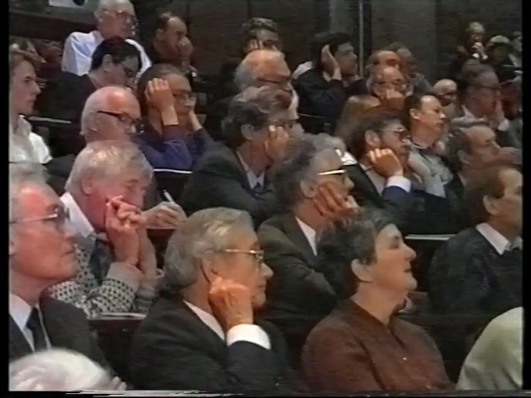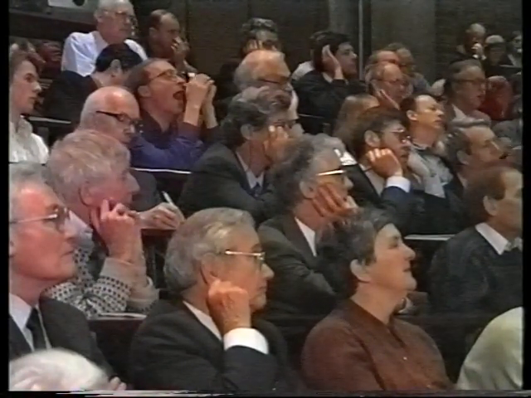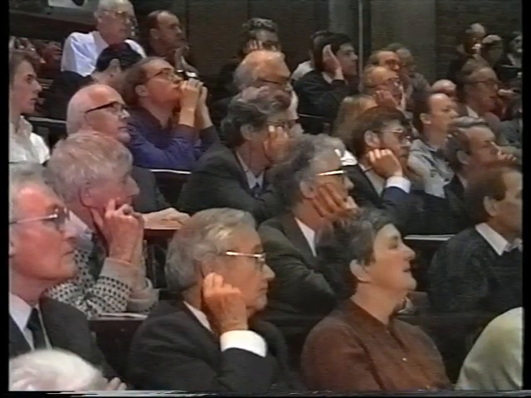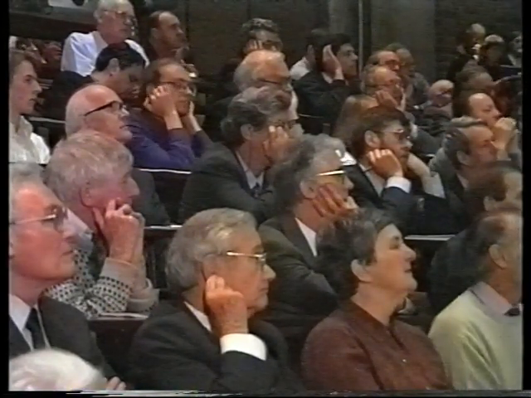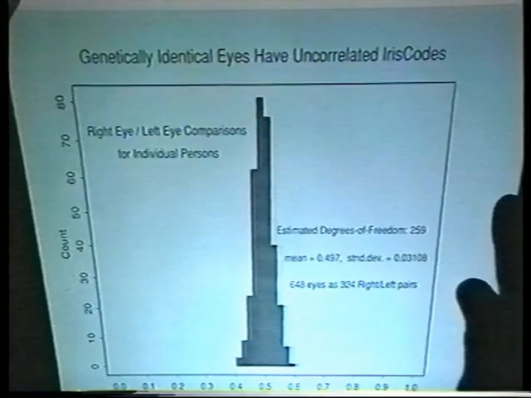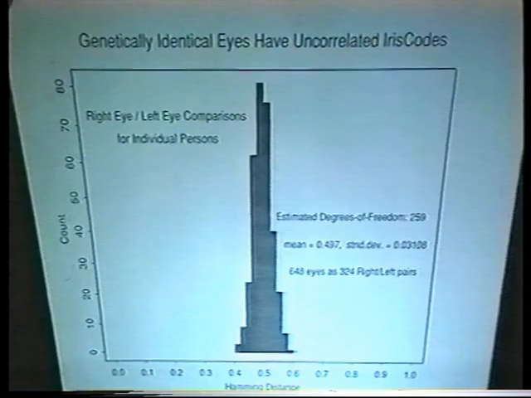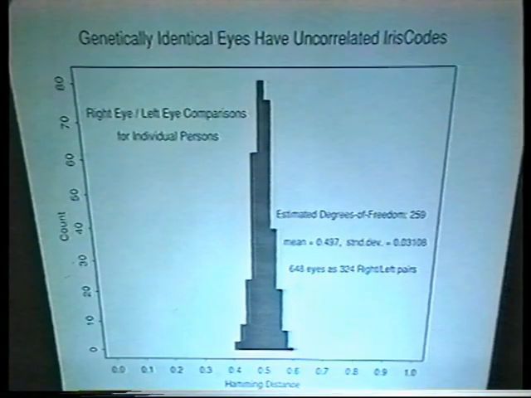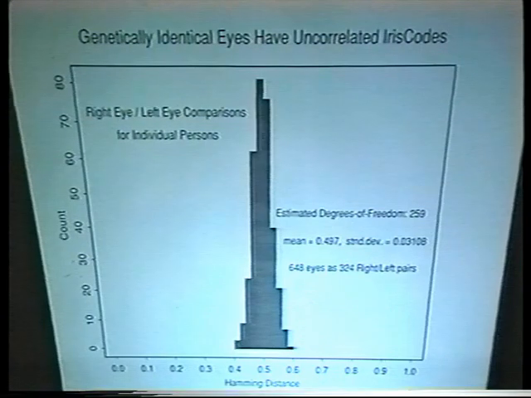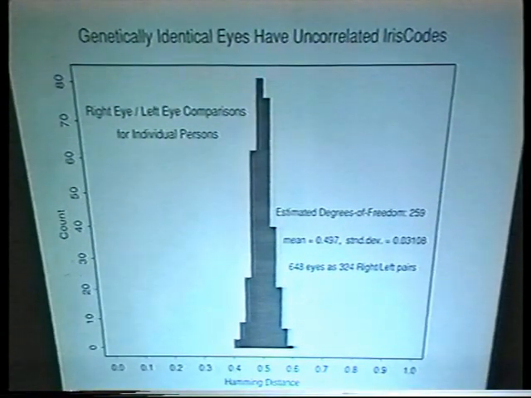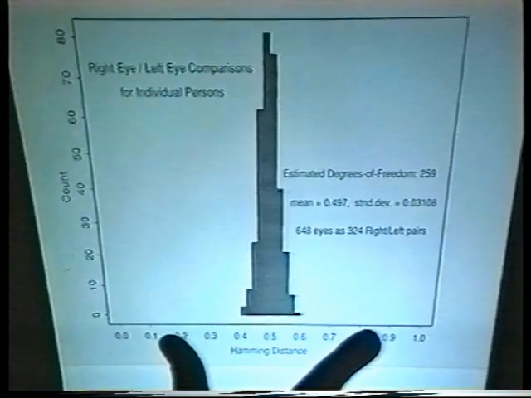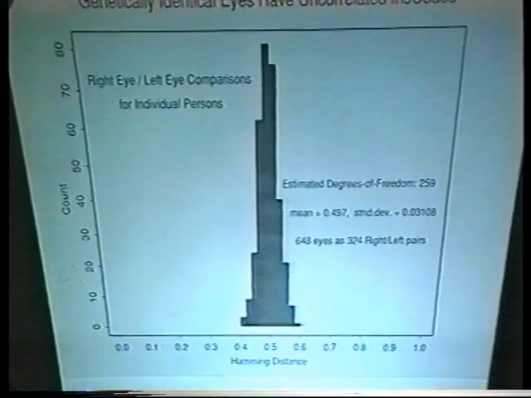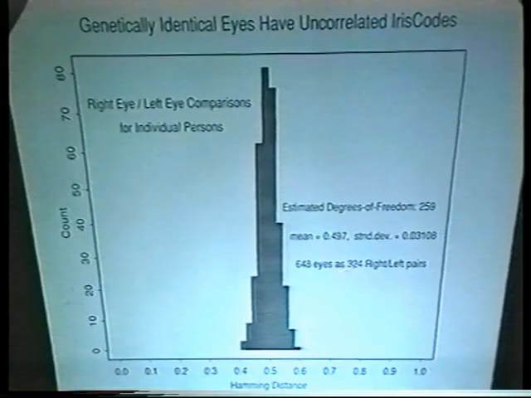I mentioned the lack of genetic penetrance into iris codes. I'd like to show you some data which compares 648 genetically identical irises. Now, it's a bit hard to find 648 identical twins, but it's, of course, quite easy to find 648 genetically identical eyes because everybody has two of them. And so this is equivalent to doing the comparison on identical twins, but of course it's just based on the right and left eye comparisons of individuals.